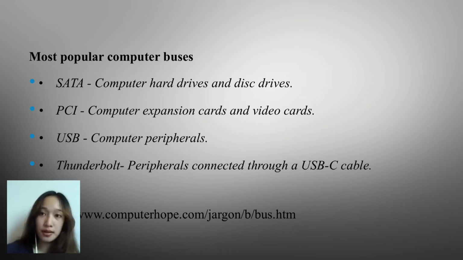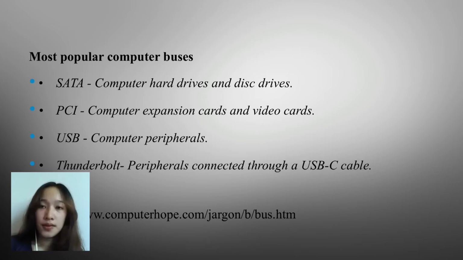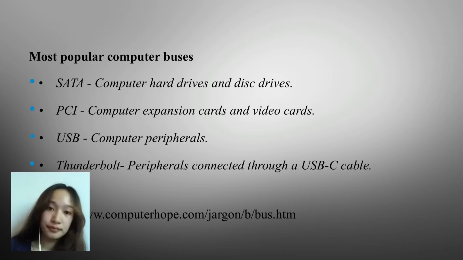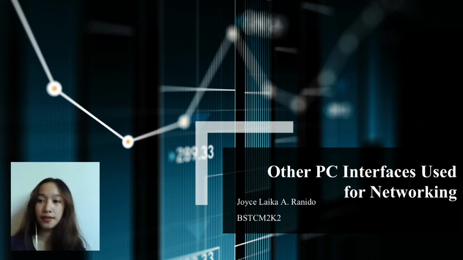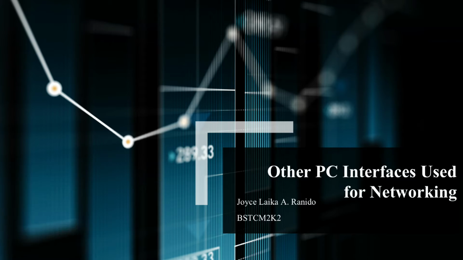So here are the most popular computer buses. SATA, where computer hard drives and disk drives can be connected; PCI, for computer expansion cards and video cards; USB, for computer peripherals; and lastly Thunderbolt, for peripherals connected through a USB-C cable. Other PC interfaces are used for networking.